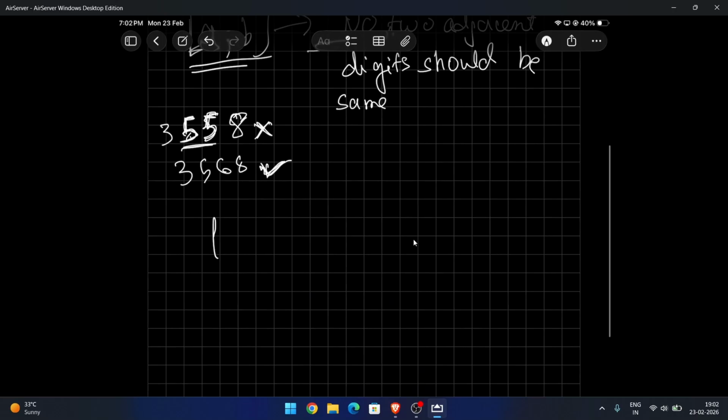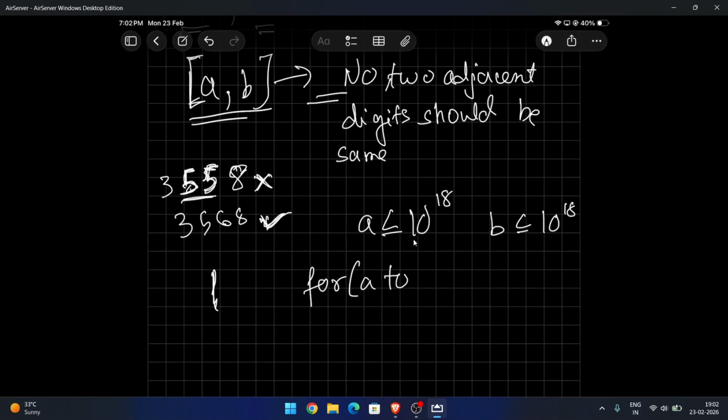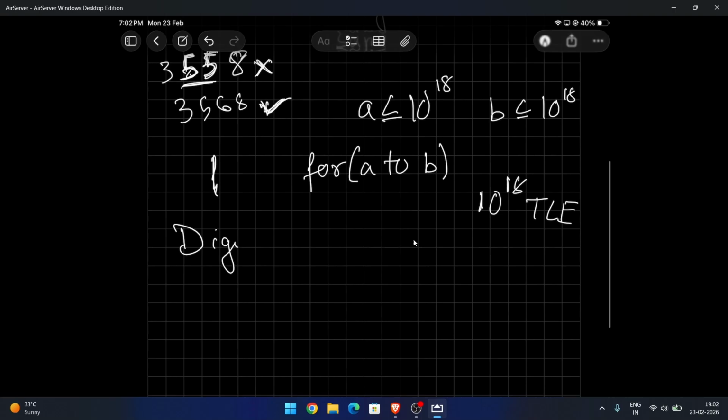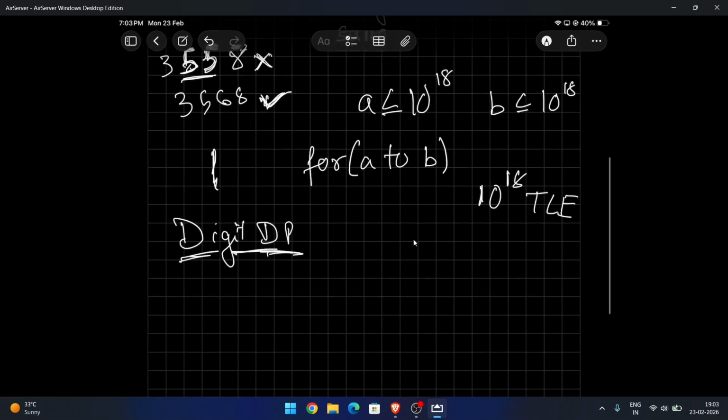Now here the simple brute force will not work because a and b are 10 to the power 18. So if we look from a to b, it can go up to a maximum of 10 to the power 18. So what would be the best course of action here? This question is basically the basic of digit DP. I mean, if you know how to solve this, then only you can solve this. So this question comes under the concept of digit DP.